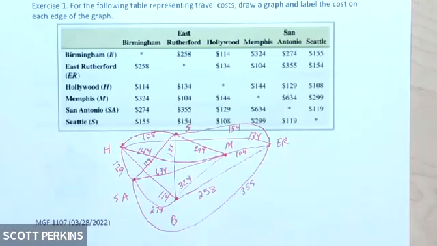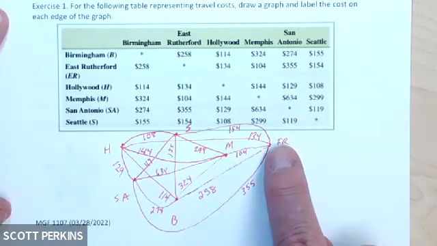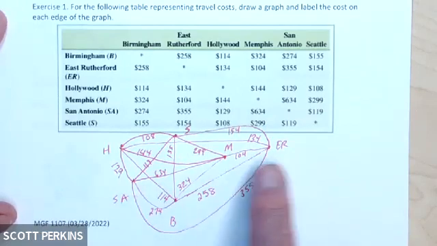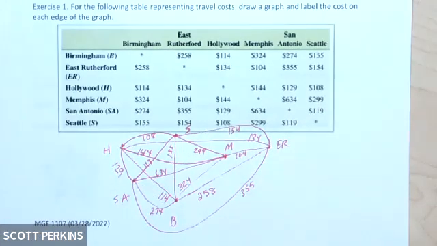Remember, again, I'm going to repeat this because I know it's the most common question I get. Hey, professor, my vertices are in a different orientation, or you've got this curved one from East Rutherford to San Antonio and mine cuts through the middle. That is okay. The only thing that matters about a graph is you have the same edges going in and out of each vertex.